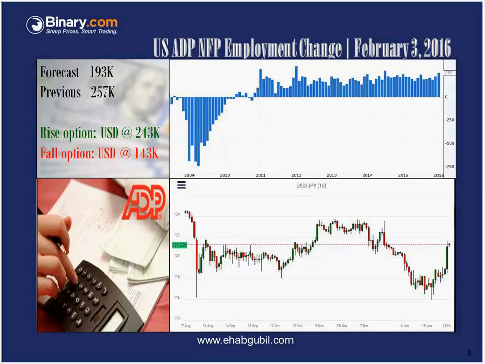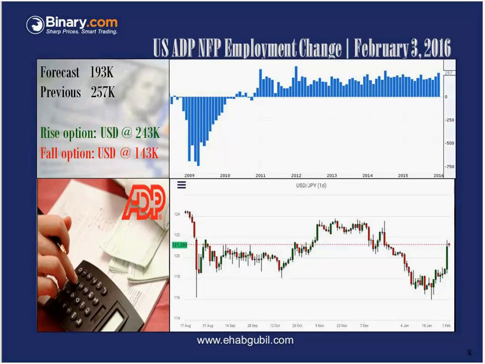We will also trade the US ADP release of non-farm employment change, which will be released on Wednesday at 1:15 p.m. London time. US ADP non-farm employment change is usually a good release to trade. However, with risk sentiment now due to recent market turmoil, I would recommend following the trade plan carefully. The trade plan that I will tell you now.